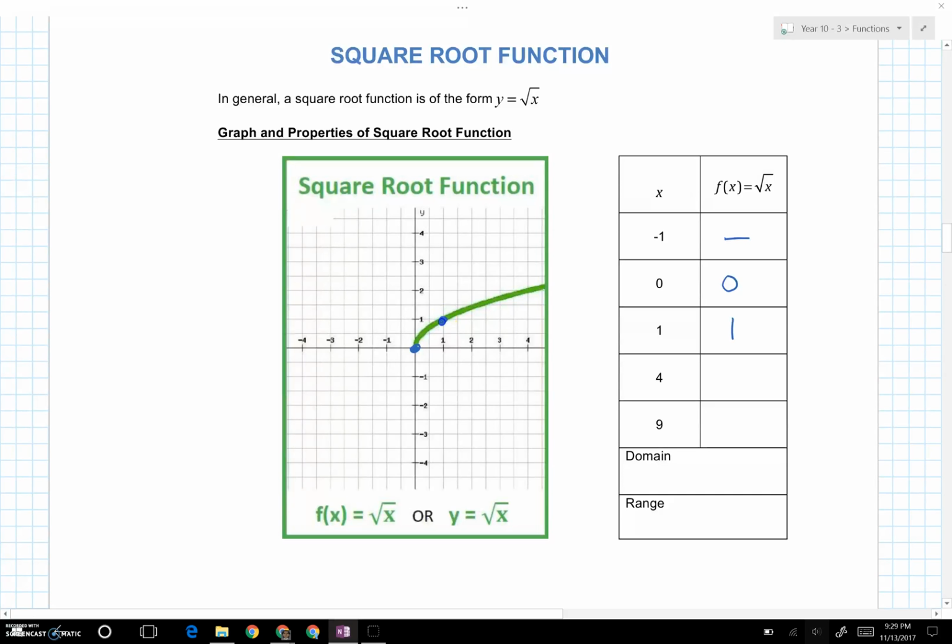There's my second key point. (4, 2) is another one. And (9, 3). But (9, 3) isn't on this diagram, so for the sake of argument, let's just work with these 3 points.